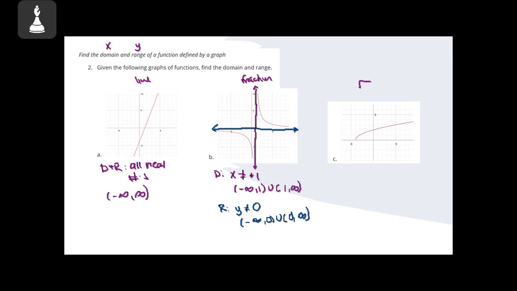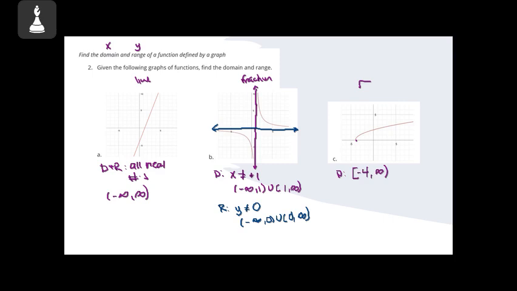And this last one, our square root graph, our domain. Well, here's where the graph starts. So that's the smallest x that I can use, which according to the graph is -4. So I can use -4, and I can go forever to the right in the positive direction, so towards infinity.